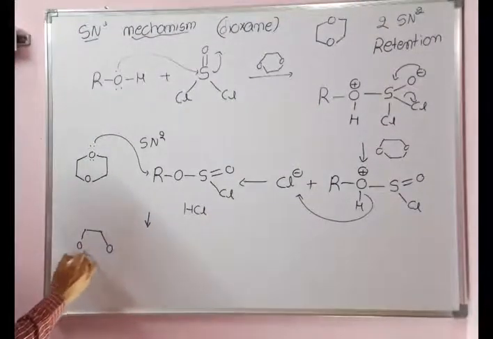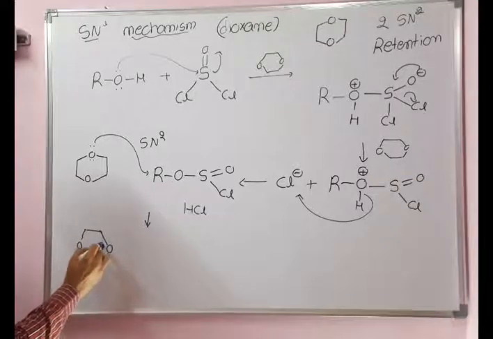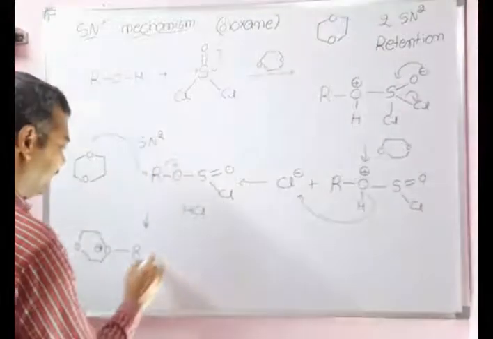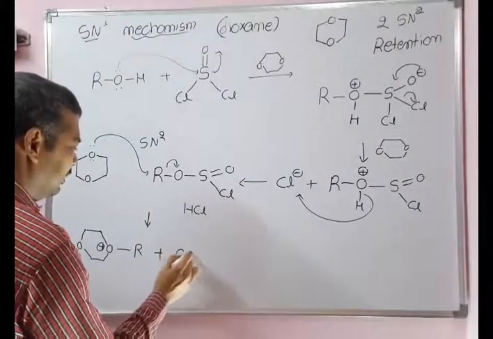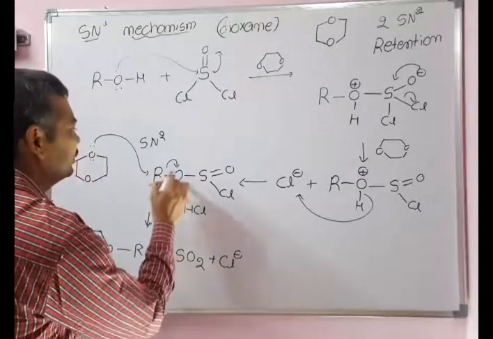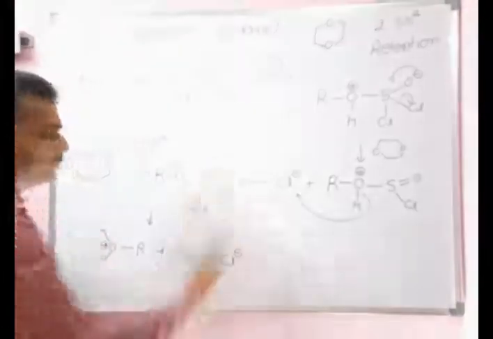Oxygen, positive charge, and then R. As a result, this group will be eliminated. Plus SO2 plus Cl minus will be formed. Okay. So this group will be eliminated like this.